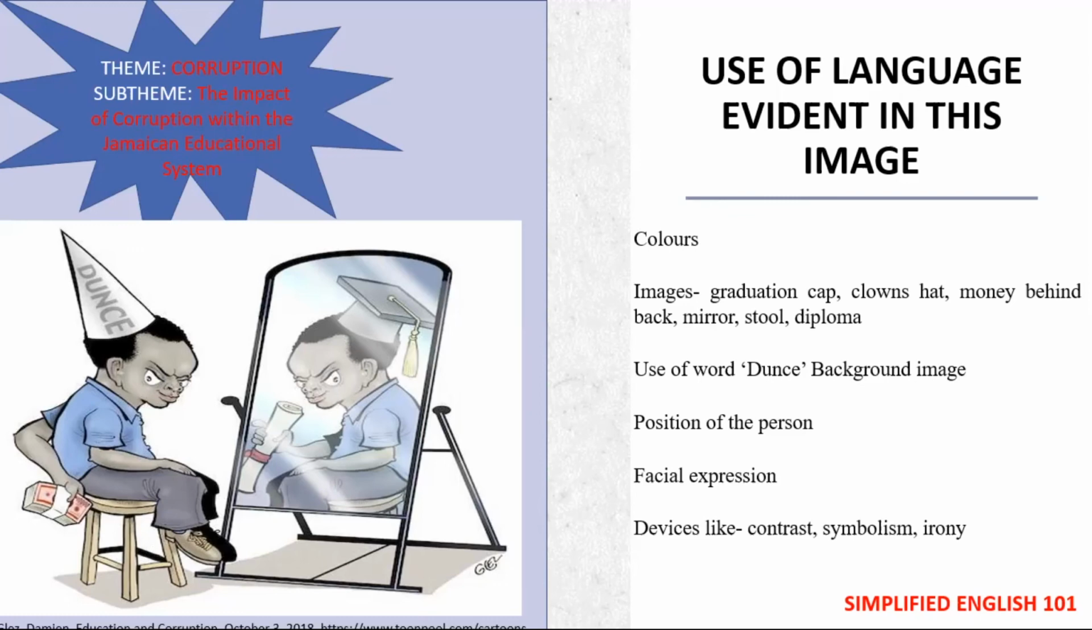Now that you know what we are looking for in an image when it comes to use of language, let us look at a sample reflection tool. I decided that I wanted to focus on about 3 of them, which would be the colors, the use of the word dunce, a few other images, and the device. So these are the things that I'm going to be focusing on.